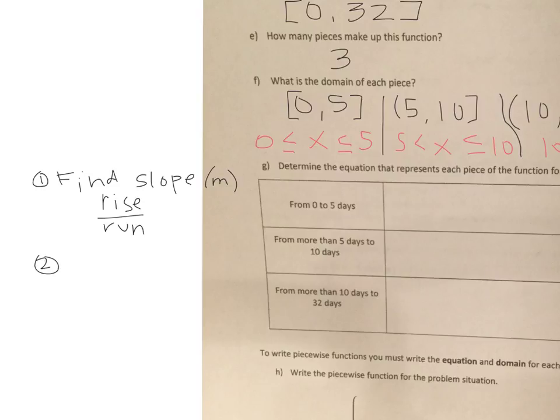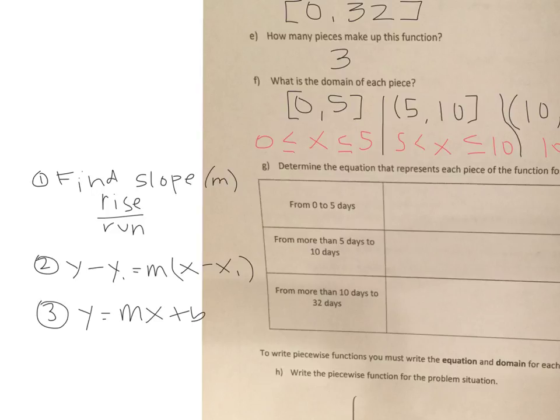Your second step is going to be plug into point slope. Okay, you've done point slope before. It looks like this. y minus y1 equals m, parentheses x minus x1. So you're plugging into that formula. And your third and final step is to put it in the form y equals mx plus b. So these are your 3 steps. So what we're going to do, first step is to find the slope.